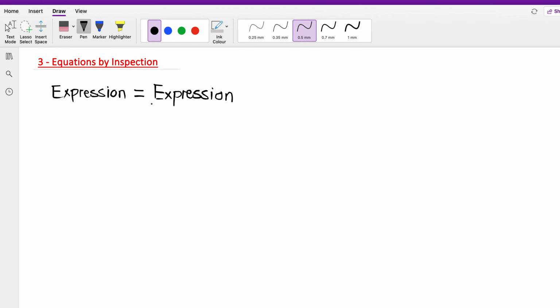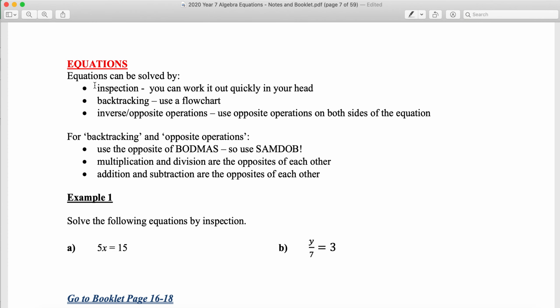Okay, how do we solve those equations? Usually we solve for x, find the value of x or y or a or b or c, whatever the pronumeral is. How do we solve them? We can solve them by inspection, and that's what we're going to be focusing on today. You can work this quickly in your head, and you have been working this for years in primary, so you'll see what I mean by that.